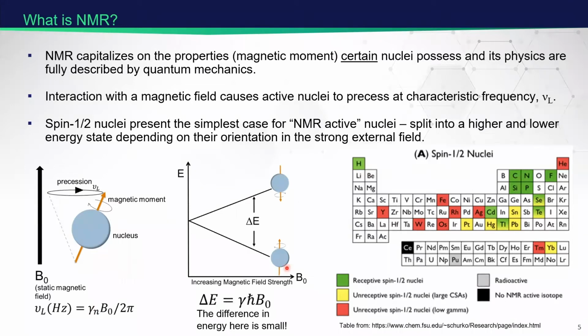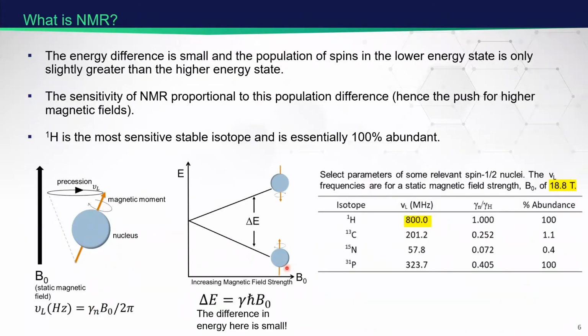Now, this energy difference is really, really small. And so for an ensemble of nuclei in these magnetic fields, the actual population of nuclei in the lower energy state is quite small. The sensitivity of the NMR experiment is proportional to this population difference, and this is why it's one of the least sensitive techniques relative to others. Also, since we can't change fundamental physical constants, as you can see here, we can increase this energy gap by increasing magnetic field strengths. And so there's always a push to keep going up in magnetic field.